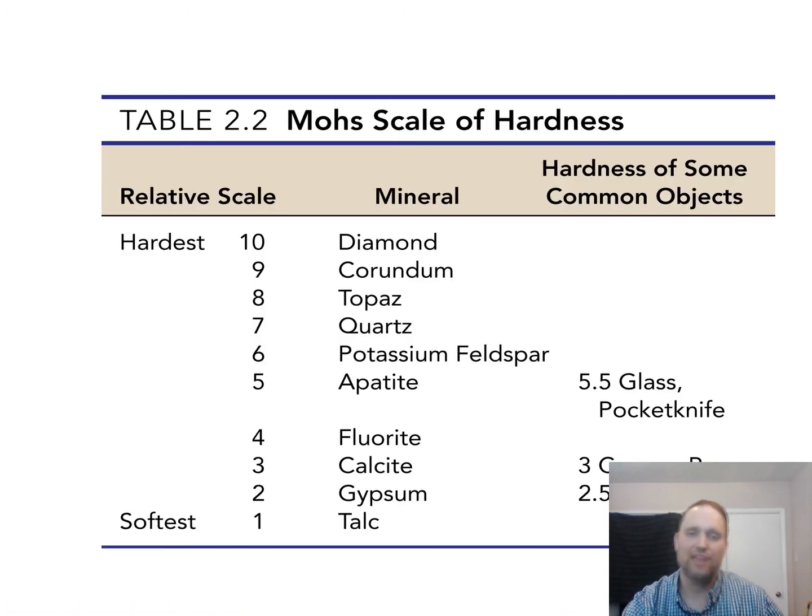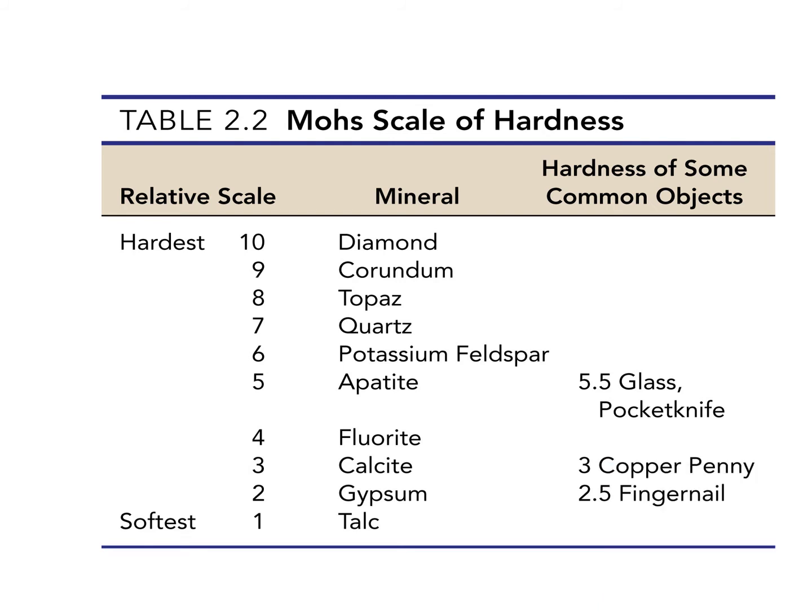Okay, now here we have Mohs hardness scale. Mohs hardness scale is a ranking of minerals according to hardness. Now there's actually several different ways you can portray hardness, such as how well it resists denting, how well it's able to be shaped. But Mohs hardness scale is a look at how well different minerals resist scratching.